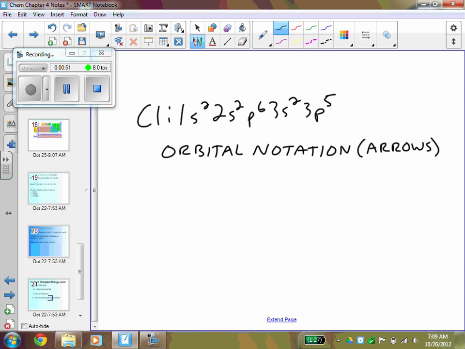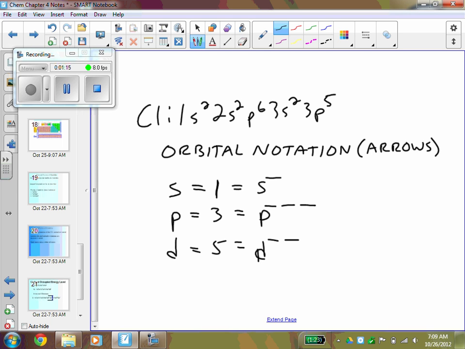So if we review here, we remember that the s sublevel has one orbital, and it's going to look like this. P has three orbitals, so it's going to look like this. D has five orbitals, so it's going to look like this. And F, which we'll rarely use, is going to look like this: 1, 2, 3, 4, 5, 6, 7 orbitals. Okay? So that fulfills the 2 electrons max, 6 electrons maximum, 10 electrons maximum, and 14 electrons maximum, because each orbital can hold 2 electrons.